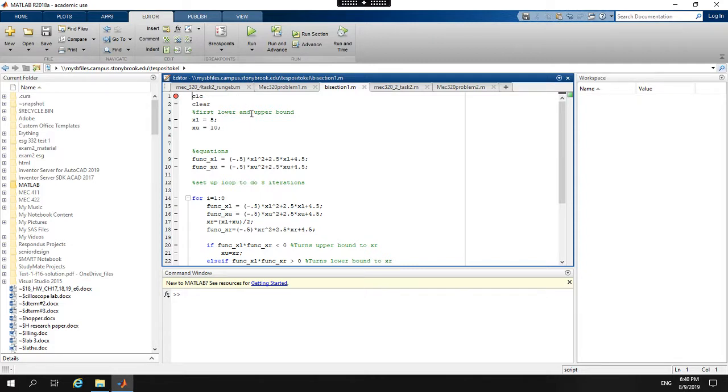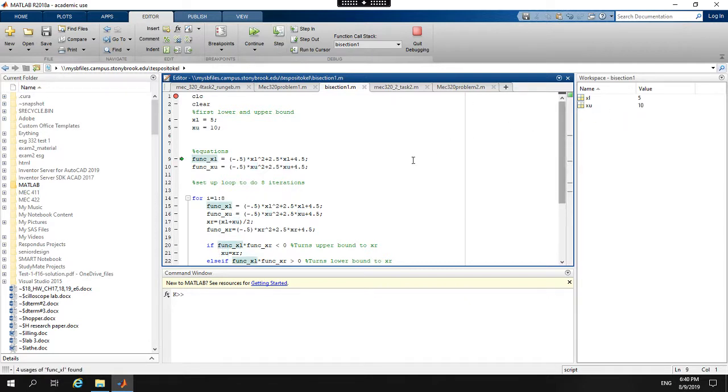Next, you want to set your lower and upper bounds, which were given in the problem. So we were given XL and X upper. We're going to step through this step by step. We clear everything, so we got XL. XL is going to pop up in our workspace, and X upper will also pop up in our workspace.